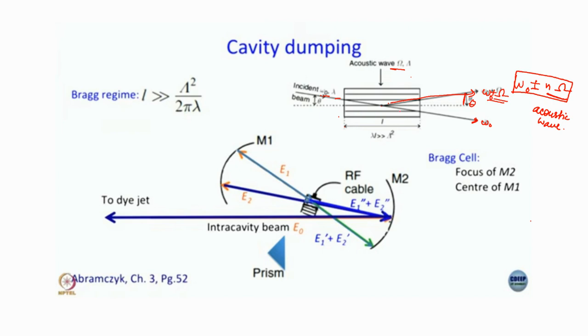Also, in the Bragg regime, the length of this whole Bragg cell is taken as L, and this L governs the criterion of the Bragg regime. Whenever you need to do cavity dumping, you take a Bragg cell, and it should follow the particular rule called the Bragg regime, that is L, the length of the cavity, should be greater than the wavelength squared upon 2 pi lambda. Here capital lambda is the wavelength of sound, and small lambda is the wavelength of light.